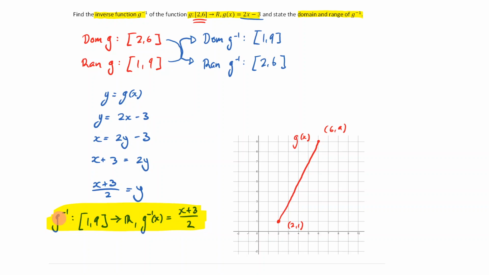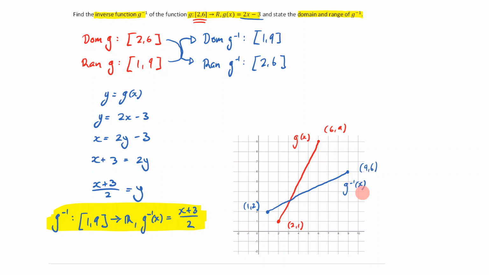Okay, let's see if we can now sketch this thing. It's actually quite easy to sketch just by looking at your domain and range. I know that I'm starting at 1 and 2, right? So 1 and 2 is here. That is 1 and 2. And then I'm going to 9, 6. So 9, 6. That's where I'm ending. Now I can draw a line through it. And this right here is the inverse function.